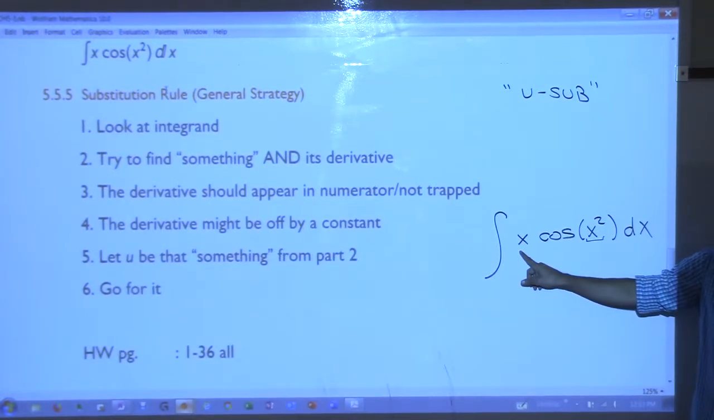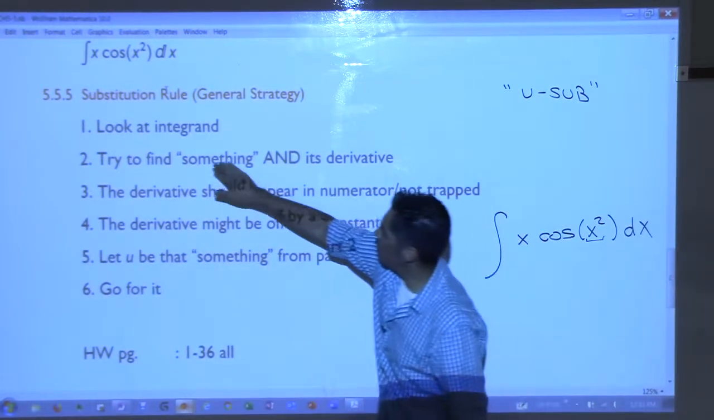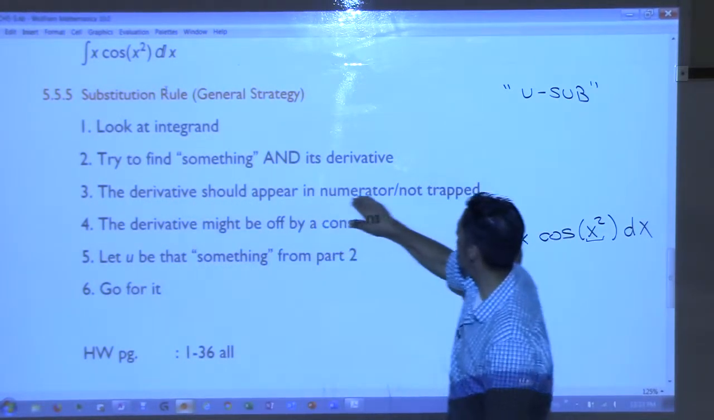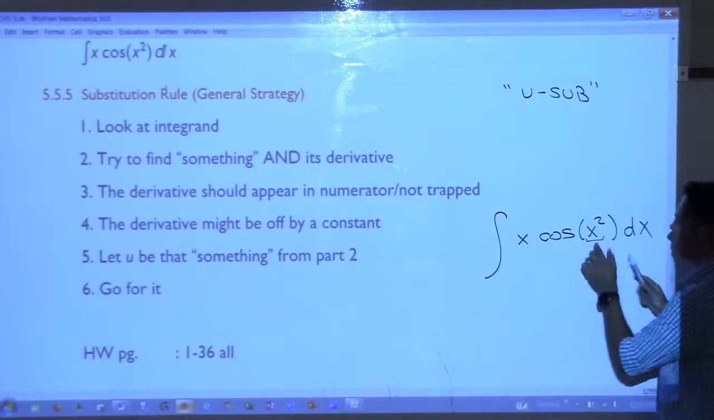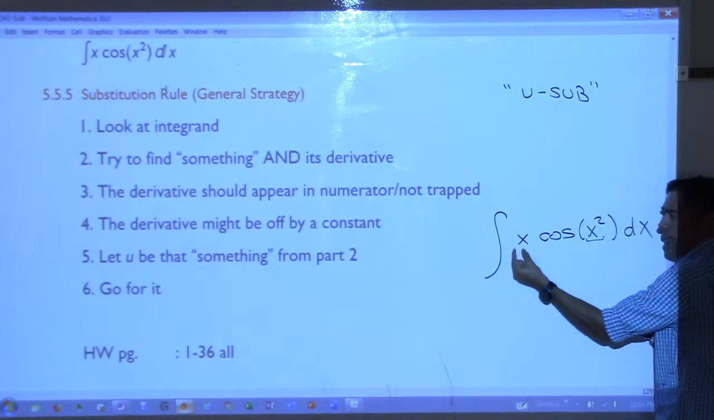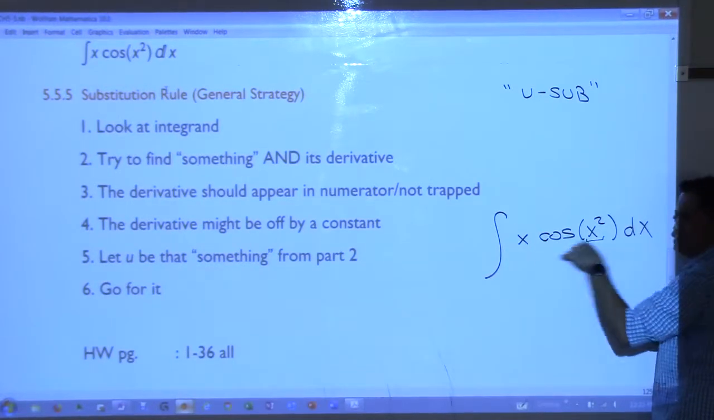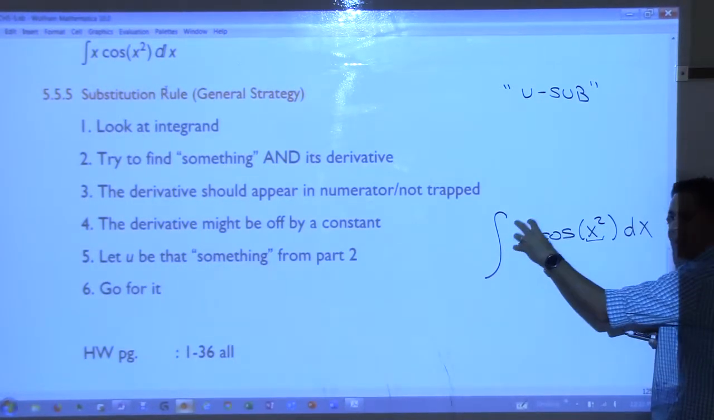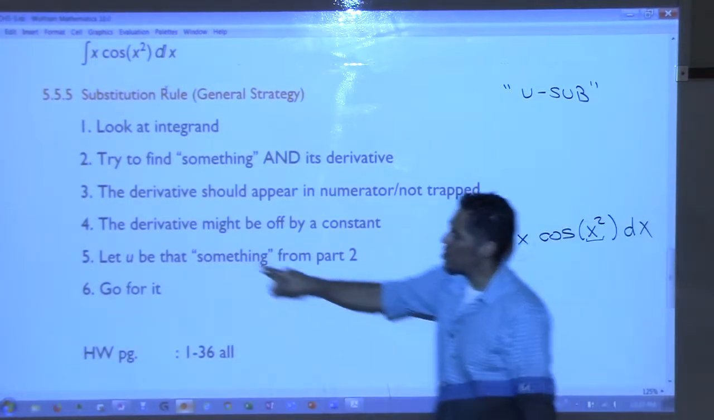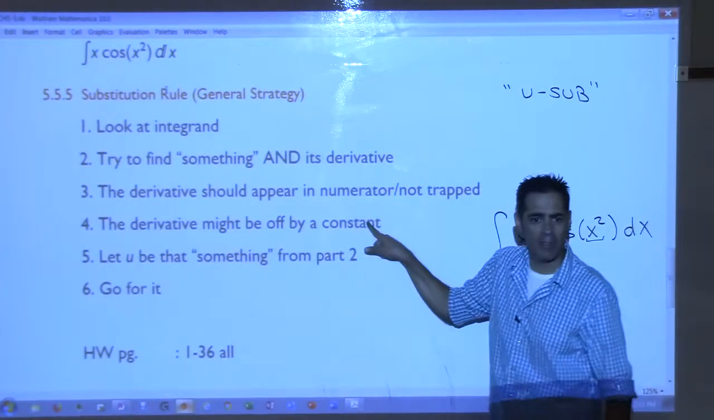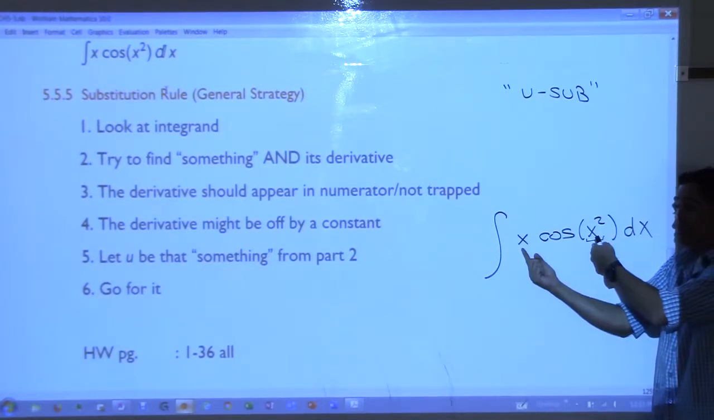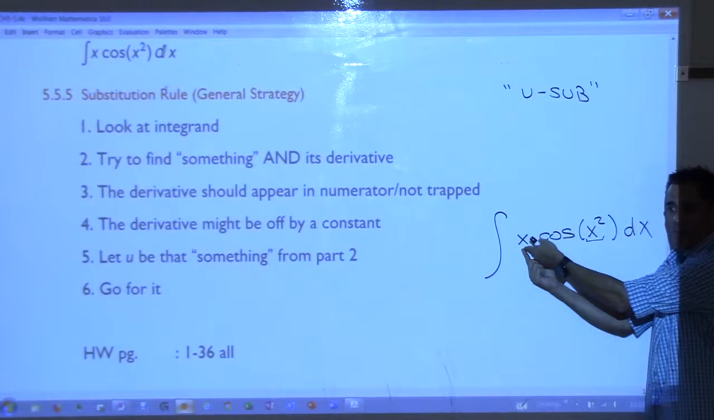Almost. So I'm saying here, look for something and its derivative. The derivative should appear in the numerator. So the something I saw is here, right? It's trapped inside cosine, but its derivative, x, is right here in the numerator. There's no fraction, really, but it's not trapped. It's just sitting there, right? You'll see it. And the derivative might be off by a constant. Is our derivative off by a constant? Yeah, the derivative of that is 2x, right? We actually have x, not 2x.